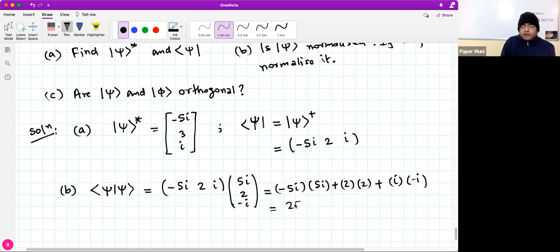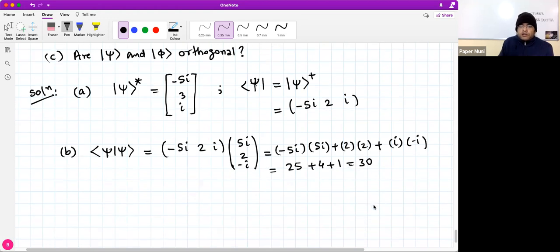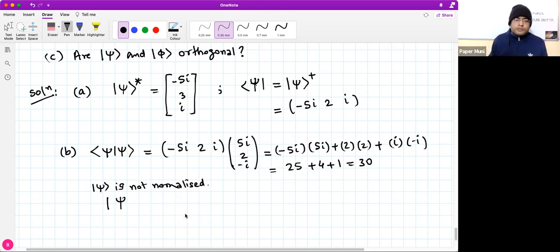So the terms which we have here is 25 plus 4 plus 1, so this is 30. All right, so this is not equal to 1, right? So that means this is not normalized. So how will you normalize this? So the normalized psi will look like this. Psi is not normalized here. For normalized psi, we need it to be 1.